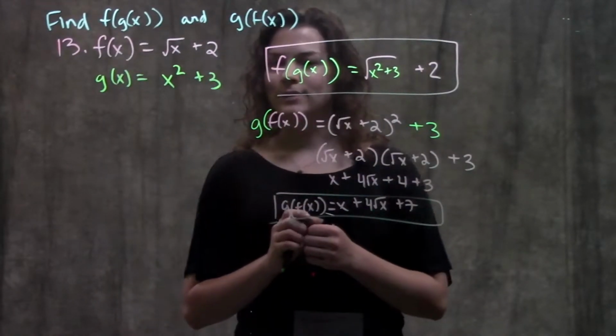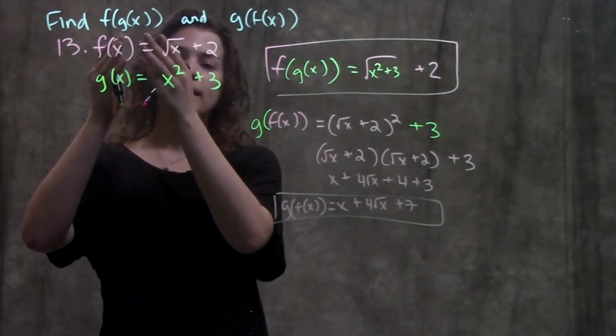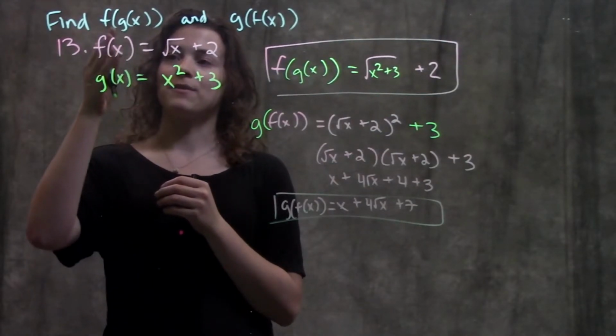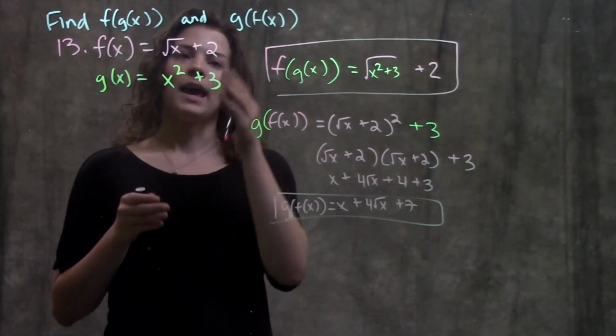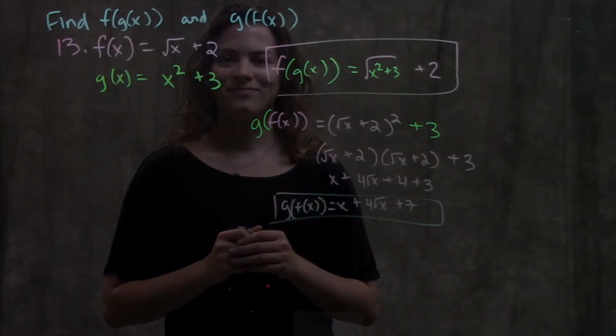So it can look kind of confusing at first, but all you need to know is that whatever this inside part is, you're going to plug that in wherever you see an x in that outside function. So for the first part, I plugged in g of x wherever I saw an x in f of x, and I did the reverse for g of f of x. Other than that, that's it.